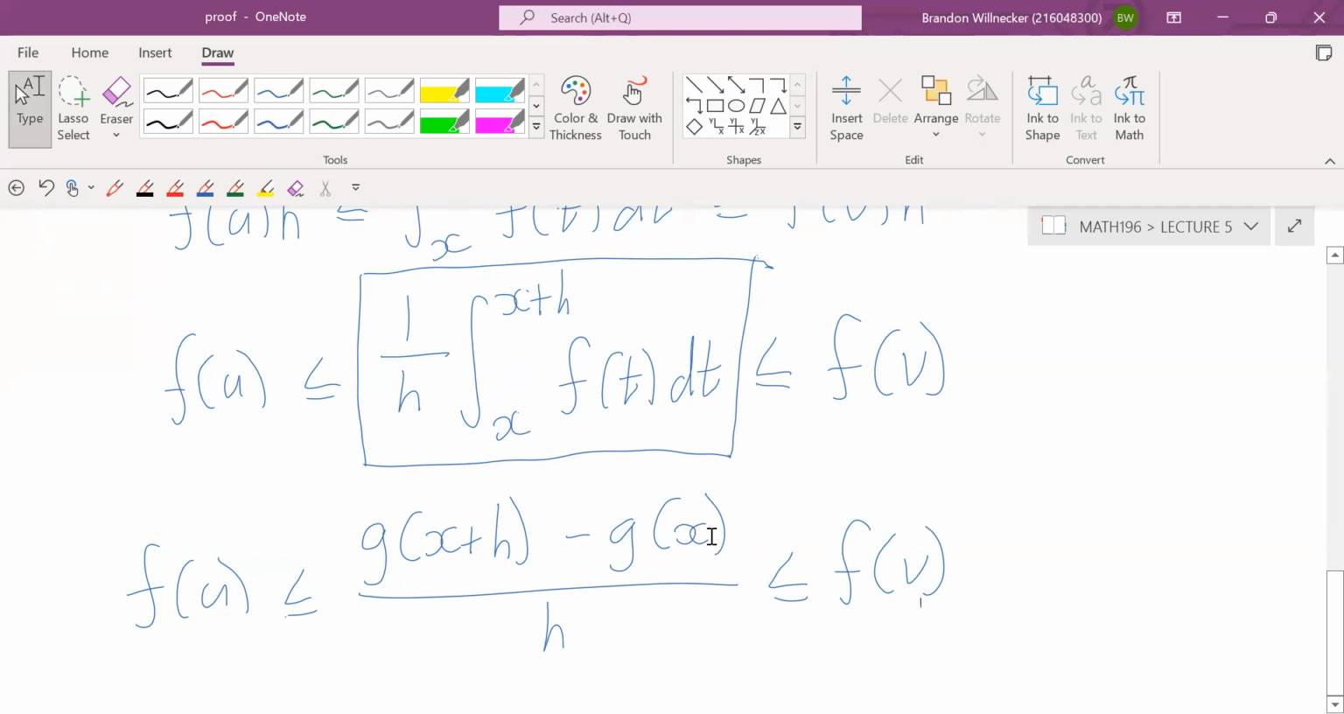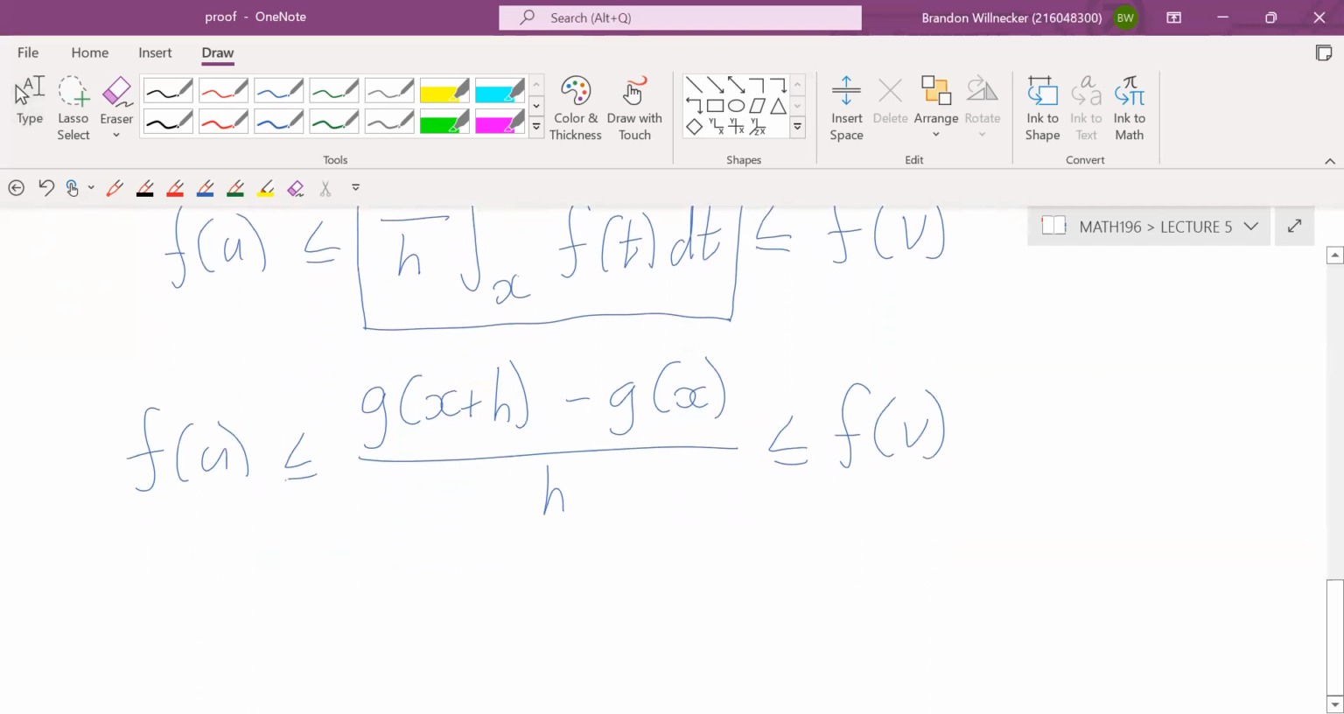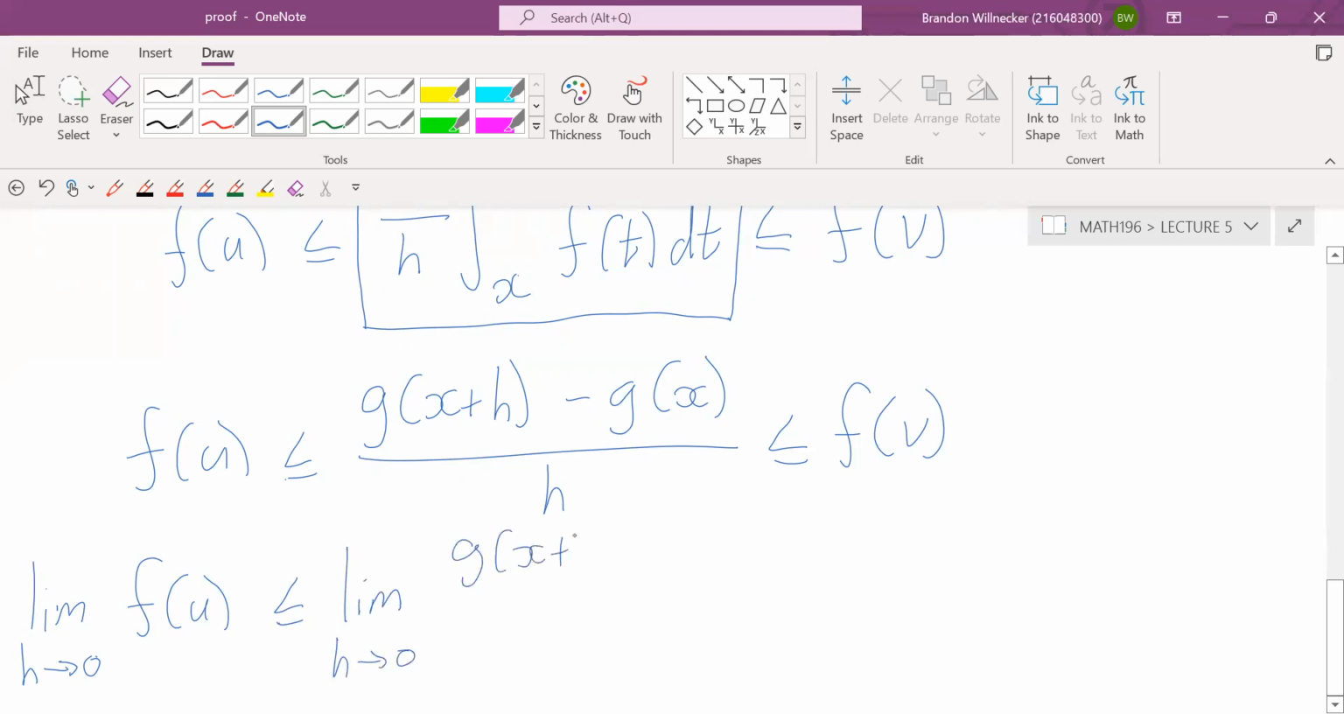Now remember, way back in the beginning, we said that we wanted to take the limit so that this middle term becomes a derivative. If we take the limit, then it's like we're doing the derivative by first principles. So throughout, we're going to take the limit as h goes to 0. So the limit as h goes to 0 of f of u is less than or equal to the limit as h goes to 0, and then all of this.